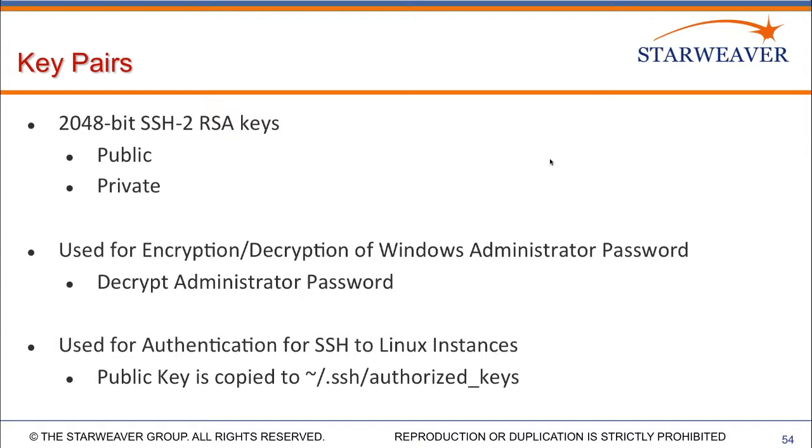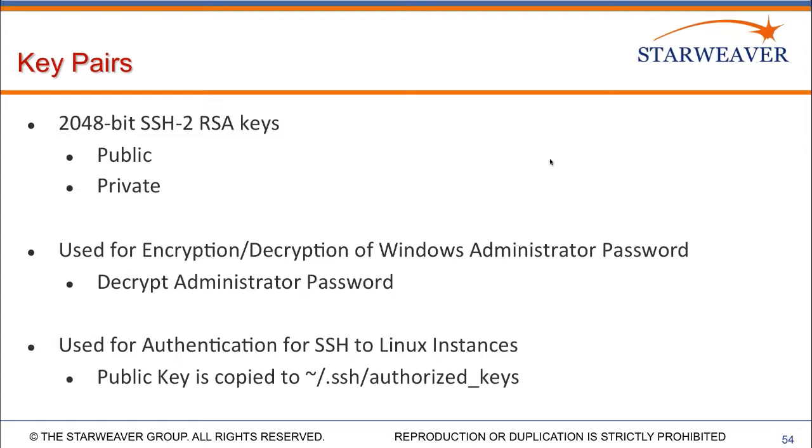The private part of the key, the user who's going to connect has to have saved locally on their desktop. When they make an SSH connection, they have to provide the private key and it has to match the public key on the server, then they're able to SSH. Now for Windows, we don't use SSH, we use remote desktop.